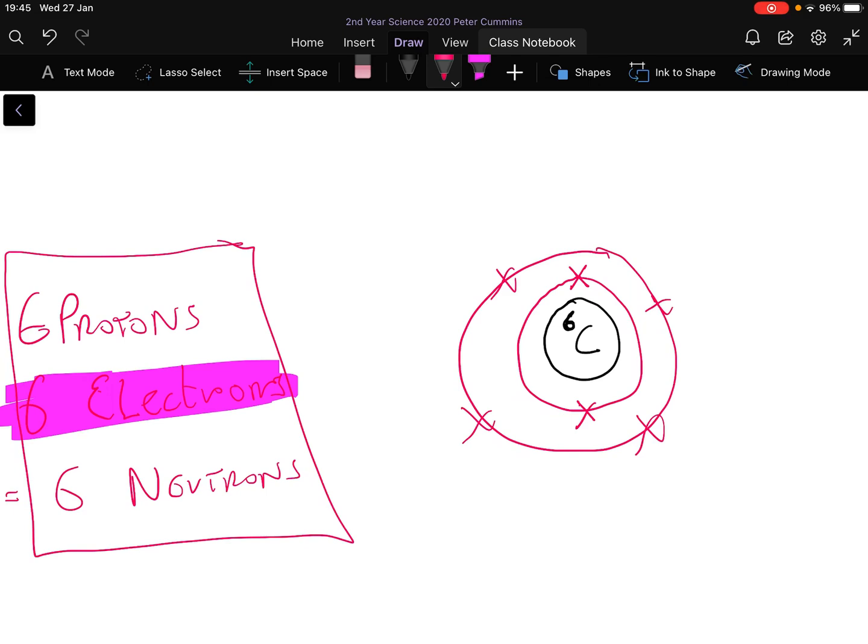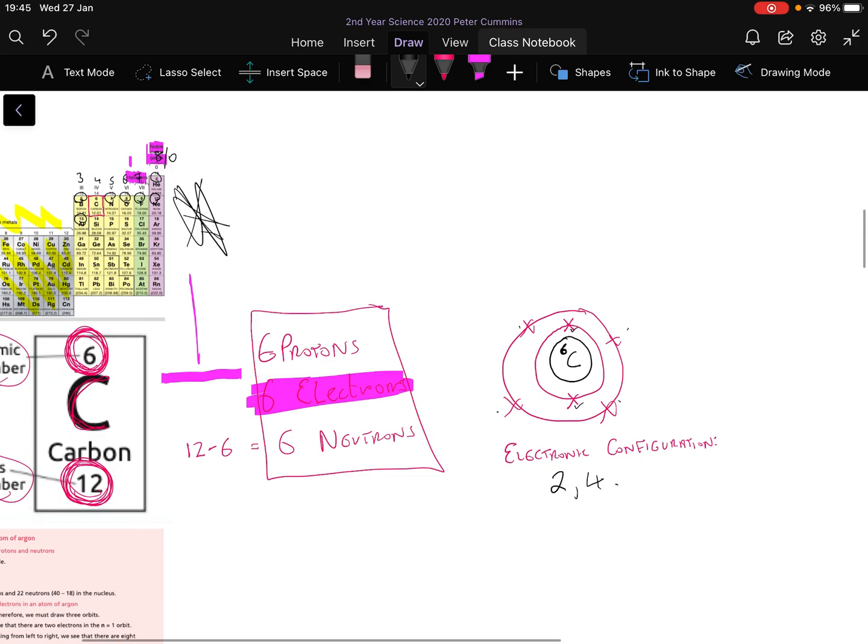6 electrons are in. And the last thing I can do for carbon is write the electronic configuration. Electronic configuration is just telling the reader how many electrons are in the first shell and how many electrons are in the second shell. So the electronic configuration for carbon is going to be, well, there's 1, 2 in the first shell, so it's going to be 2, comma, and the second shell is going to have 1, 2, 3, 4. That's the electronic configuration of carbon.